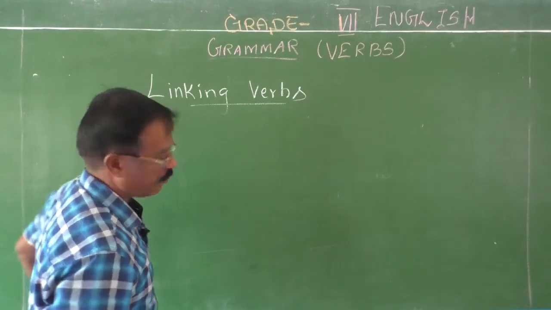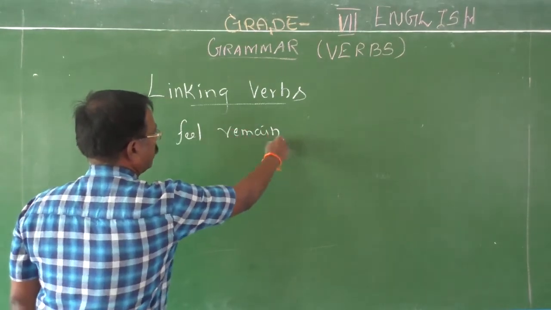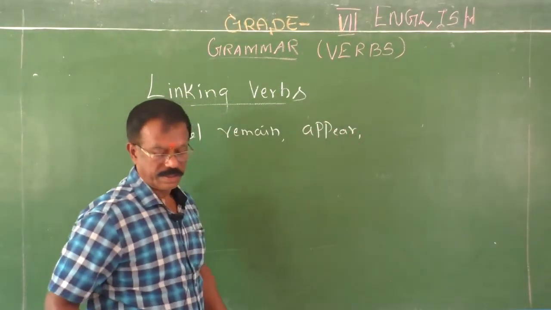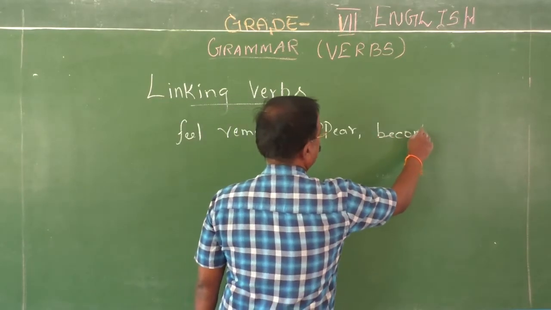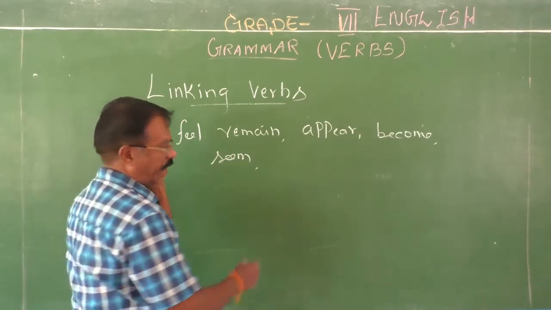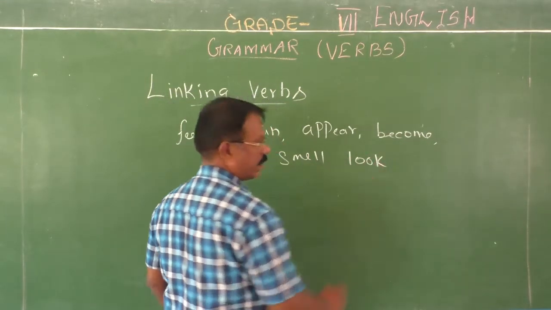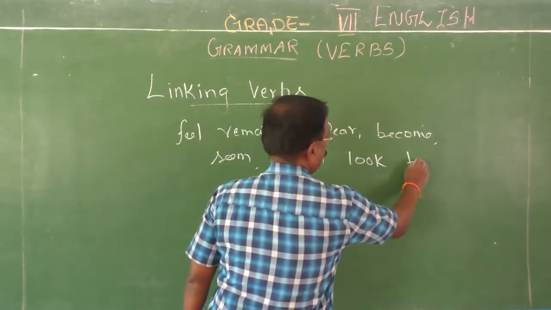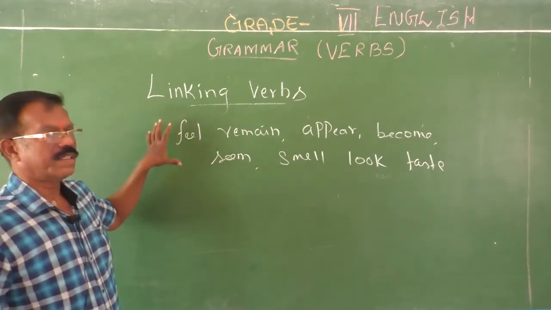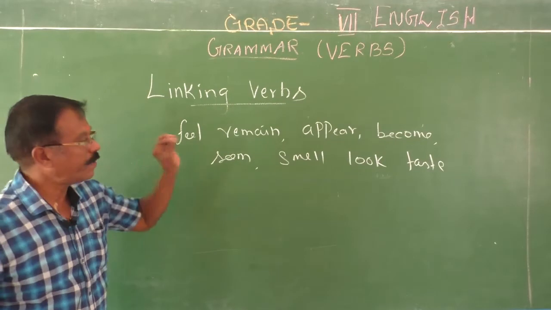Okay, children, see, feel, remind, appear, become, seem, smell, look, and then taste. So these verbs are also called linking verbs because these verbs are used as a complement of a subject.